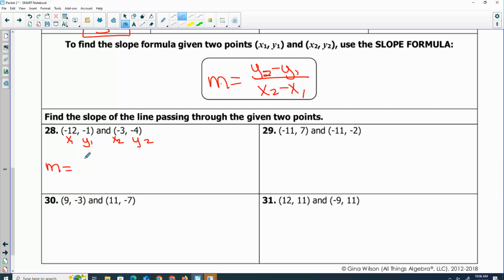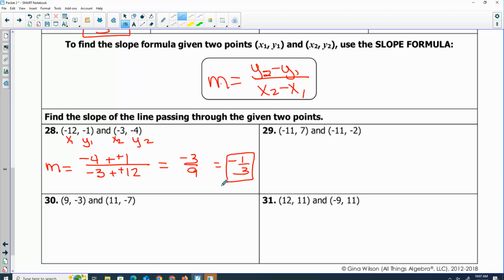So when we do our equation, y2 is negative 4 minus y1 is negative 1. x2 is negative 3 minus negative 12. So minus negative is plus, so we get negative 3 over 9. In lowest terms, it's negative 1/3. Slope is typically left in fraction form because when you're graphing a line, it's much easier to graph that fraction than it is to graph a decimal.